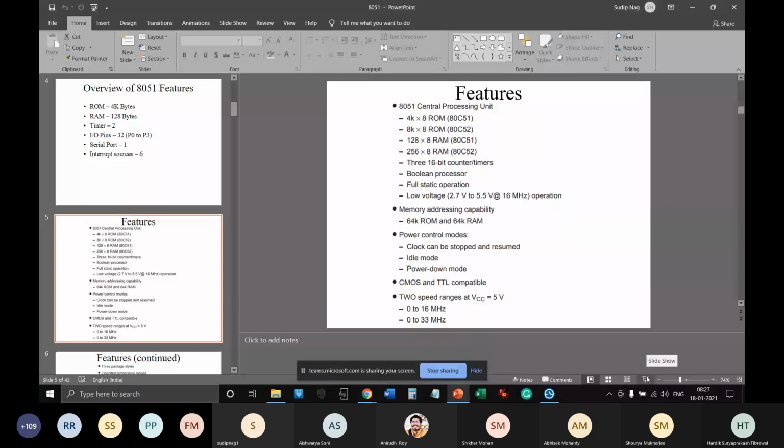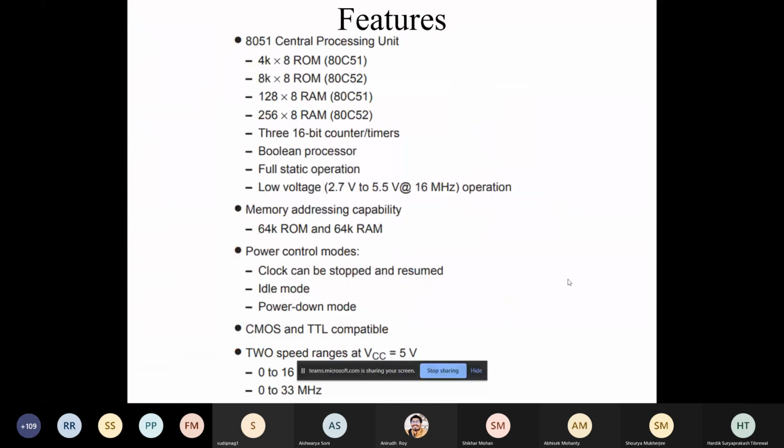Okay, can you see my slides again? Yes, sir. Internet is getting disconnected, or I'm having a problem with the network today, unfortunately. So please bear with me.